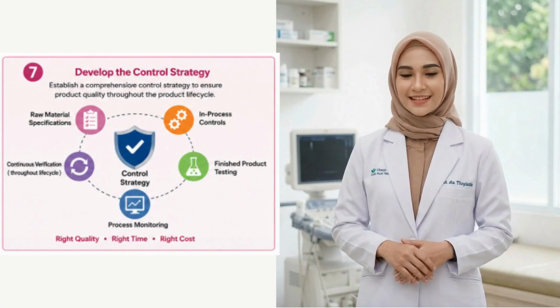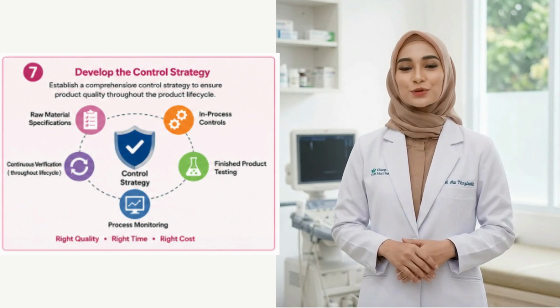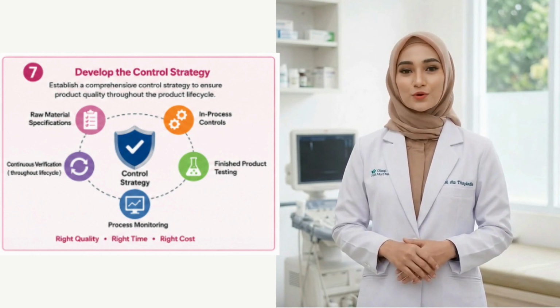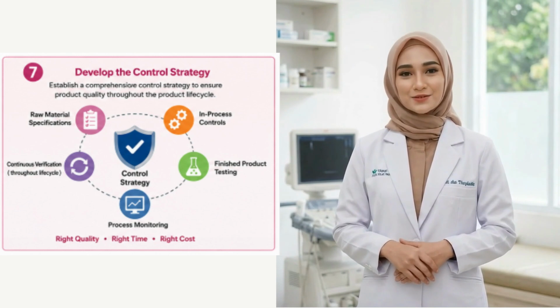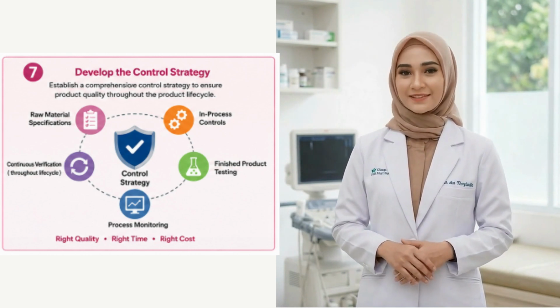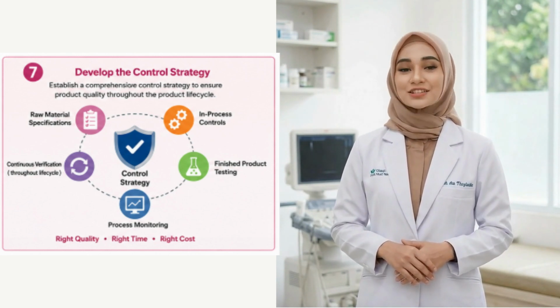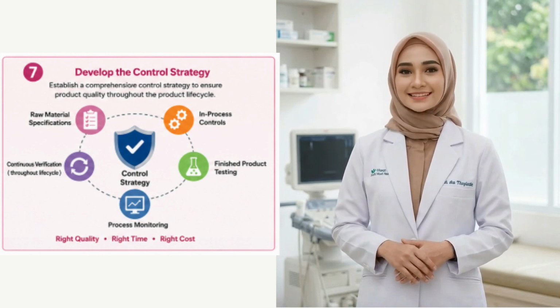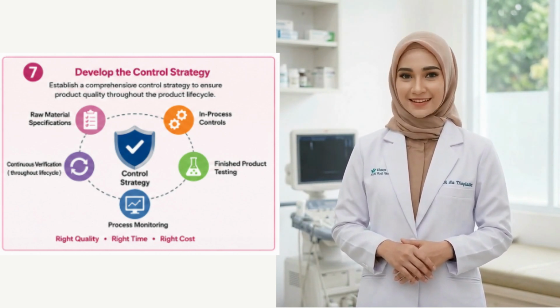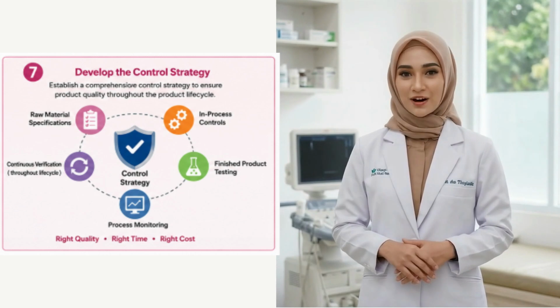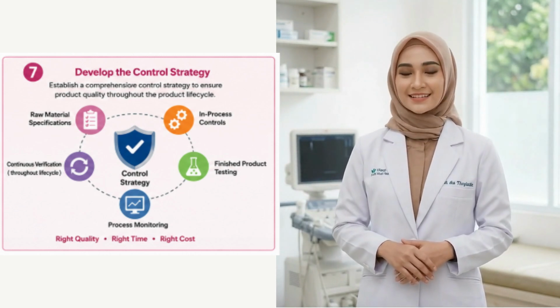Step 7. Develop the control strategy. Finally, create a comprehensive control strategy. This includes raw material specifications, in-process controls, finished product testing, process monitoring, continuous verification throughout the product lifecycle. A strong control strategy helps maintain consistent product quality during commercial manufacturing.